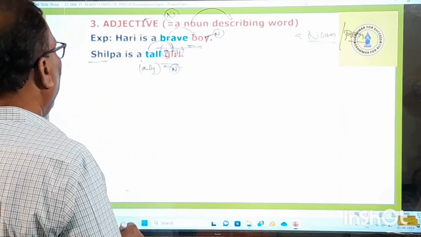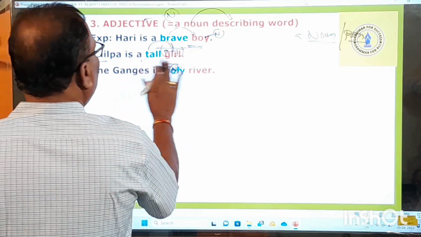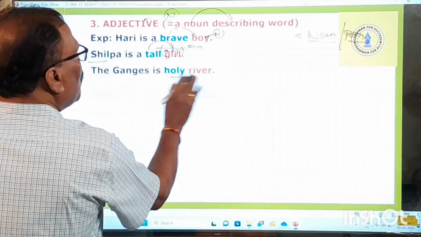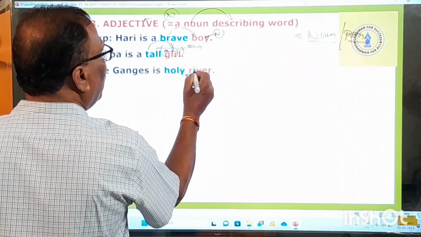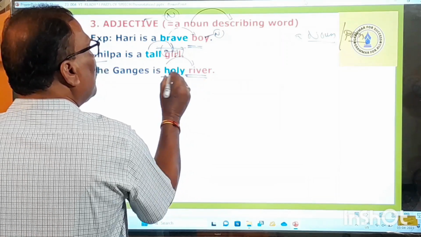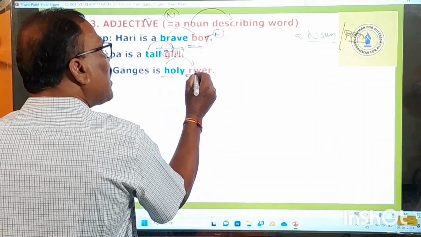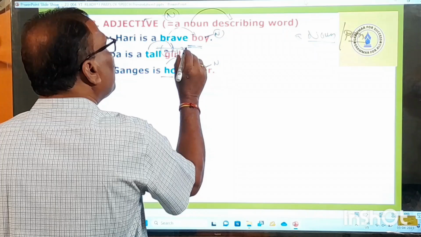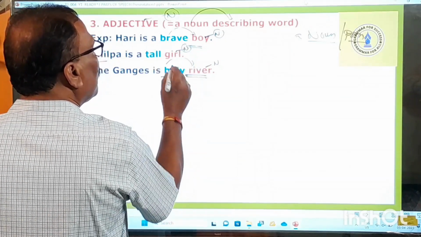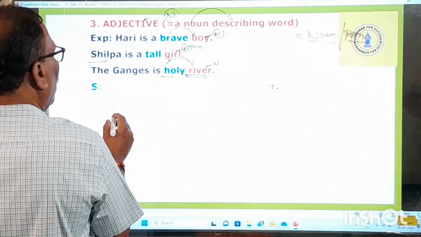And here, you pay attention. And the Ganges is a holy river. So here we are talking about this river. And what kind of river is this? Holy river. So what is this doing? This is describing this river that is a noun. Okay, describing this noun. And next, what is that?